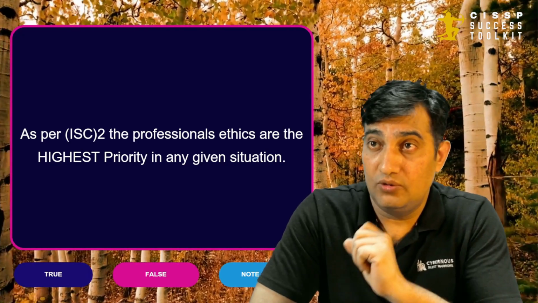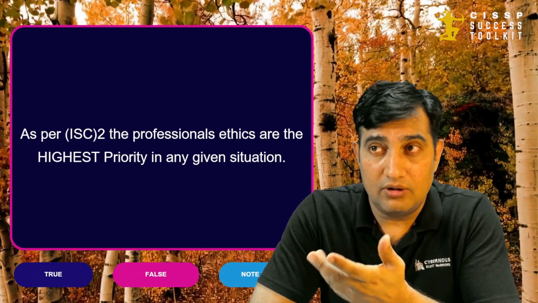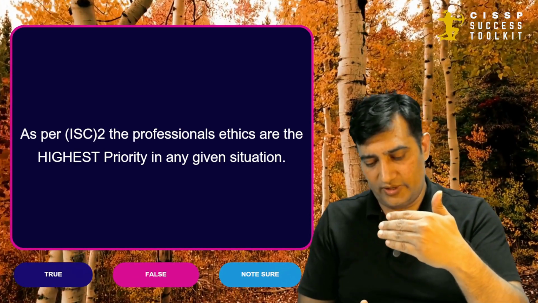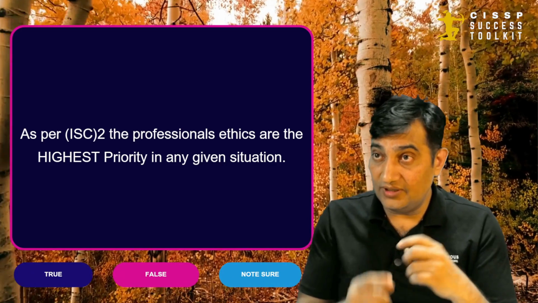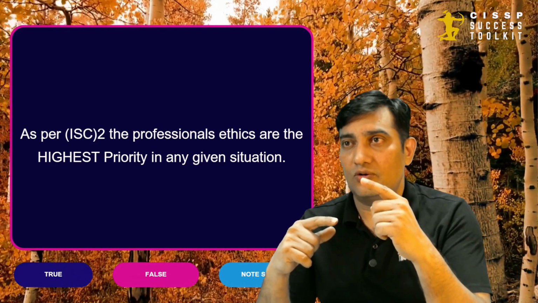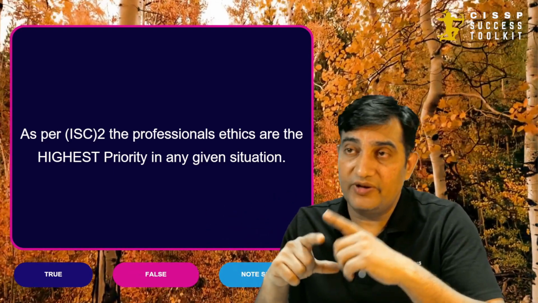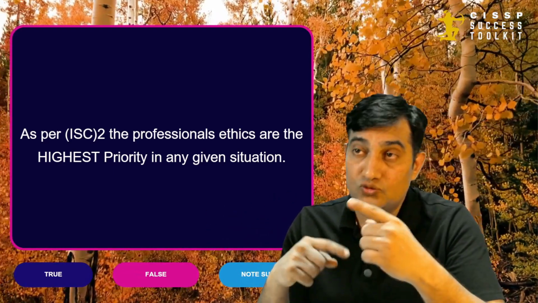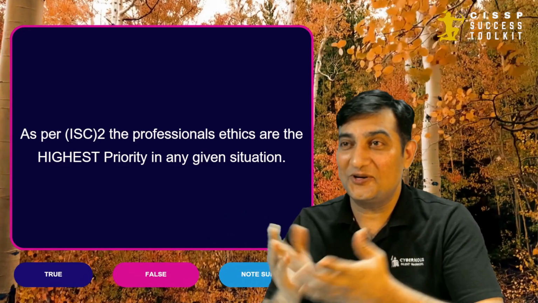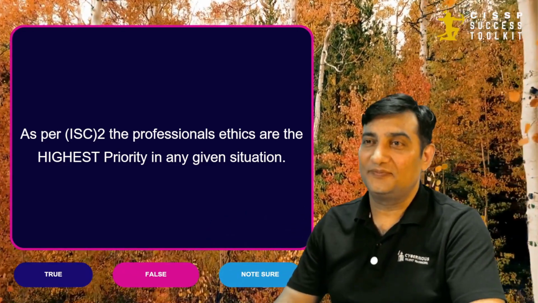As per ISC2, the professional ethics are the highest priority in a given situation. Not at all, right? What is the first priority? The first priority is the social good, and then in second place comes your professional ethics. Number one is always social good. If there is a conflict between the two, even though both are priorities, you are always going to prioritize the social good, and next comes your professional ethics. That is what you need to understand. So based on that, this particular question is also false.